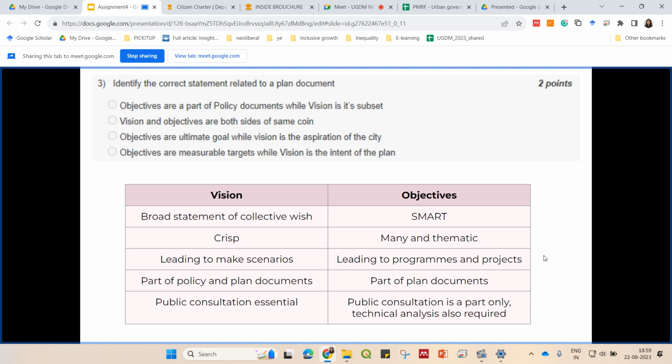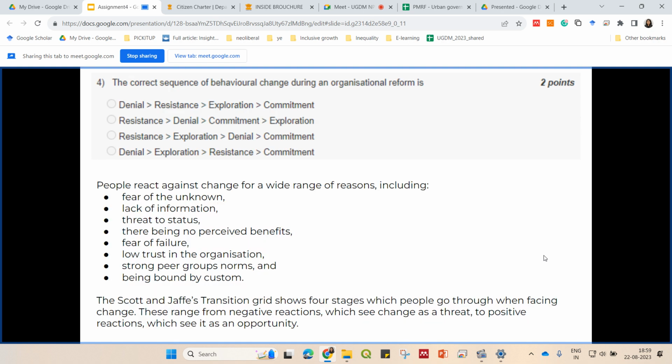So I hope it is clear to you now what the vision is, what the objective is, and I hope you can answer this question as well. Moving on to the next question.